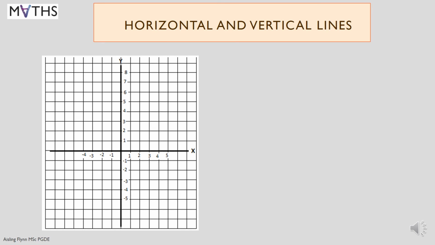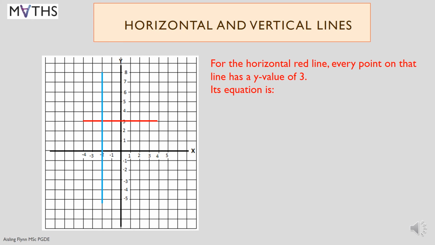Now we're going to look at some horizontal and vertical lines and their equations, so the equations that describe them. Okay, so here's a red line and it's horizontal. Here's a blue line which is vertical. Let's look at the red line first. For the horizontal red line, every point on that line has y value of 3.